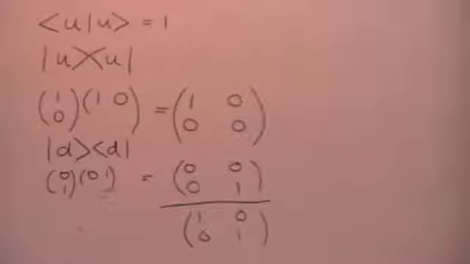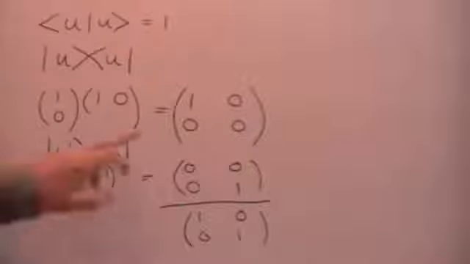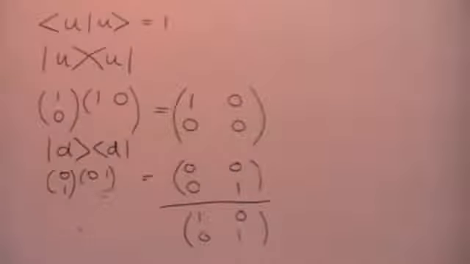So how did we get it? We took the outer product, this is called the outer product of two basis vectors, and we took the outer product of the other two. In this case there are only 2 basis vectors, up and down. We took the outer product, and we added the 2 together, and we got the identity operator.